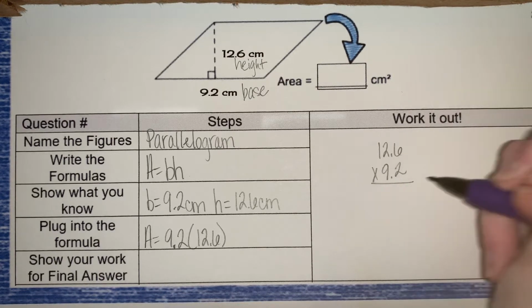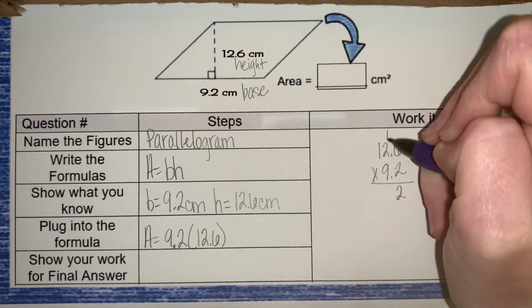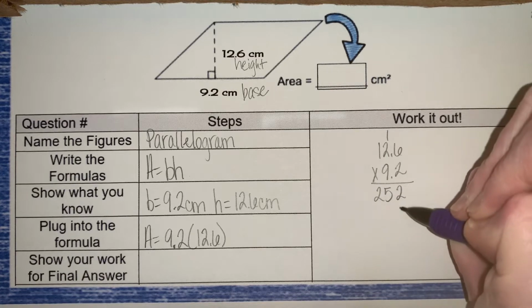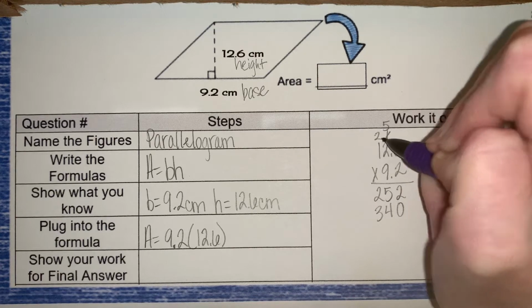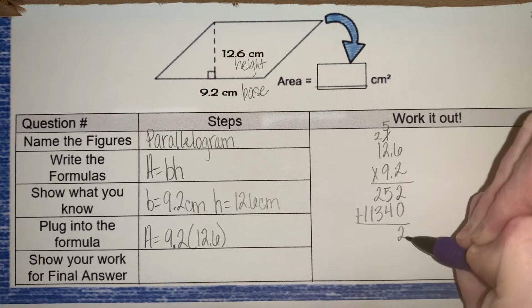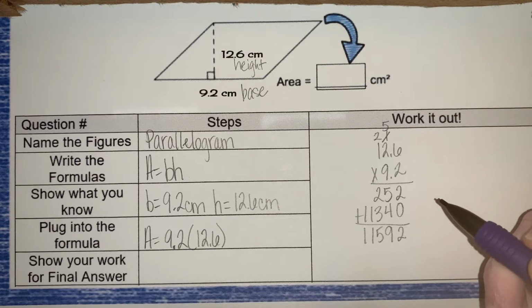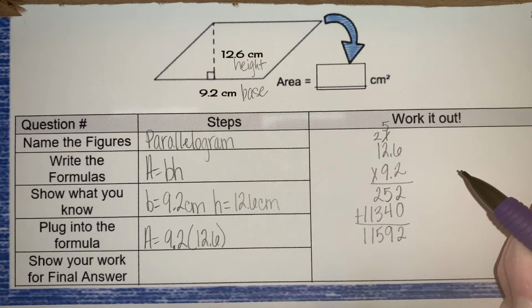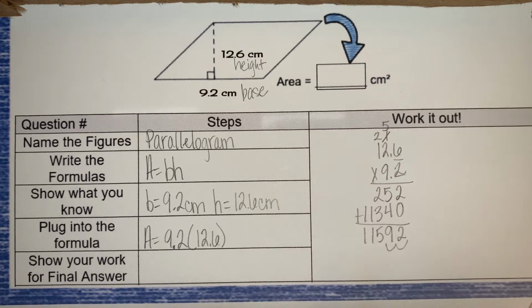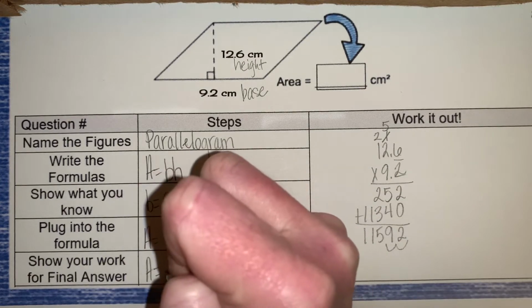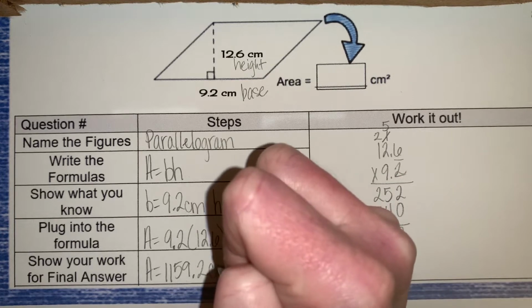Remember, when you're multiplying decimals, you don't have to line your decimals up. It works out that they're lined up for this number, but you don't need to. And don't forget to move your decimal the number of places that are behind the decimal in the problem. There's 1, 2, so move your decimal 2 places to the left. So your final answer would be, the area is 1,159 and 2/10 centimeters squared.